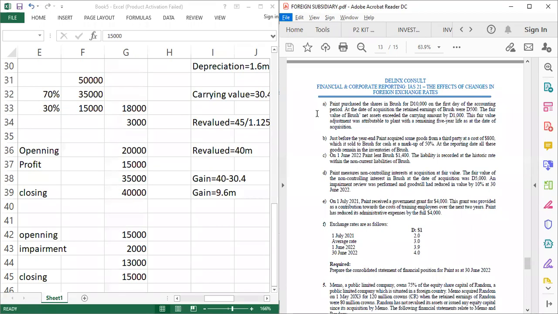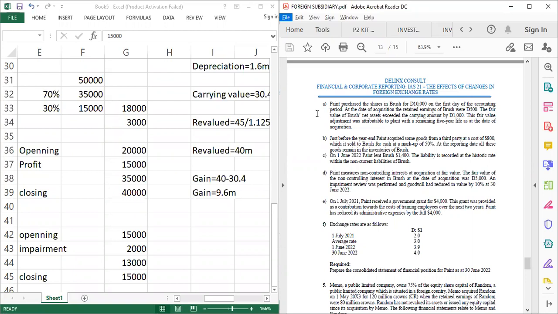B. Just before the year end, Paint acquired some goods from a third party at a cost of $800, which is sold to Brush for cash at a markup of 50%. At the reporting date, all these goods remain in the inventories of Brush. On 1st June 2022, Paint lent Brush $1,400. The liability is recorded at the historic rate within the non-current liabilities of Brush.